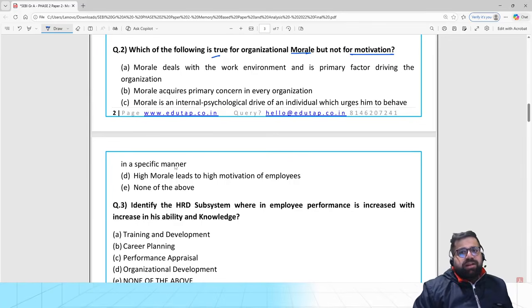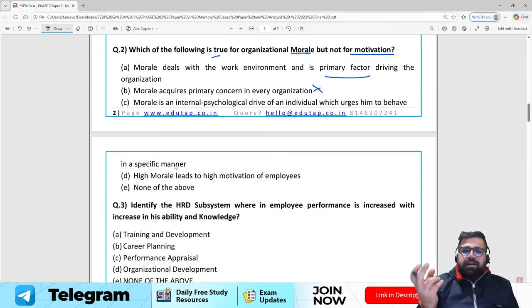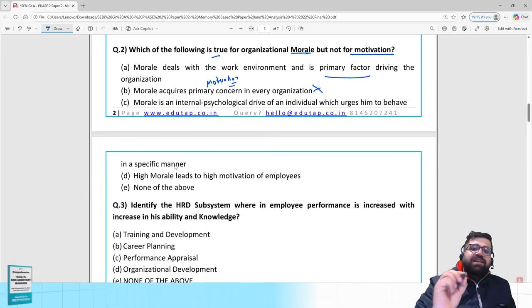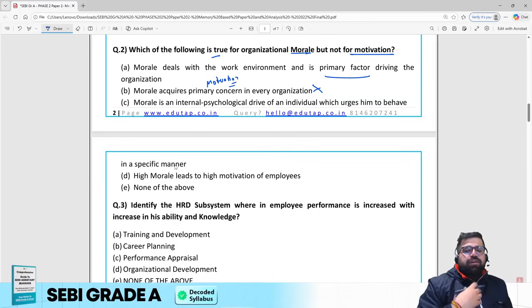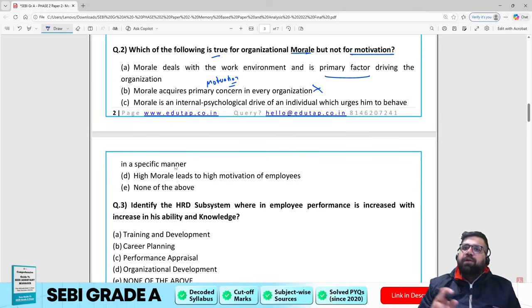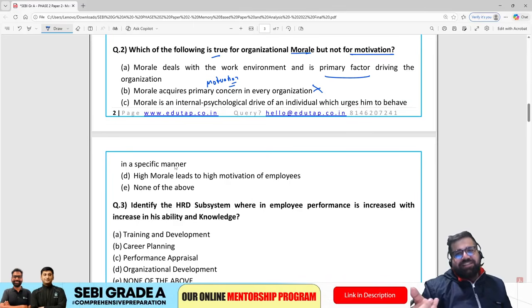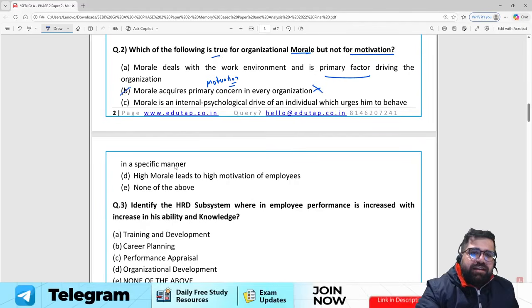Morale acquires primary concern? No. Morale is a primary factor. Primary factor means what? One of the most important factors. But does morale acquire primary concern? No. Motivation acquires the primary concern. Primary concern as in like importance. First, I will give importance to motivation and then morale. Because higher motivation will obviously lead to higher morale. But higher morale might or might not lead to higher motivation. So those who know the concepts of management, they can definitely say that B is incorrect.